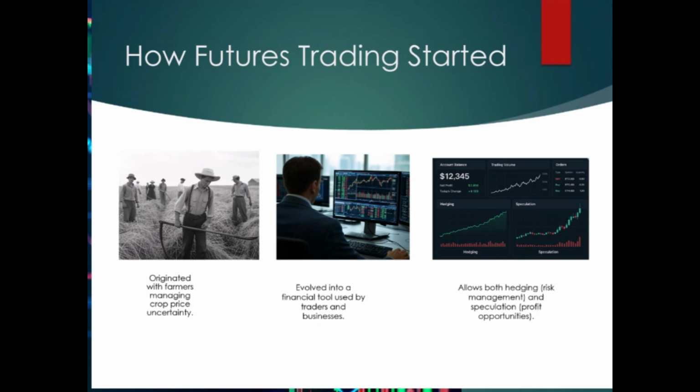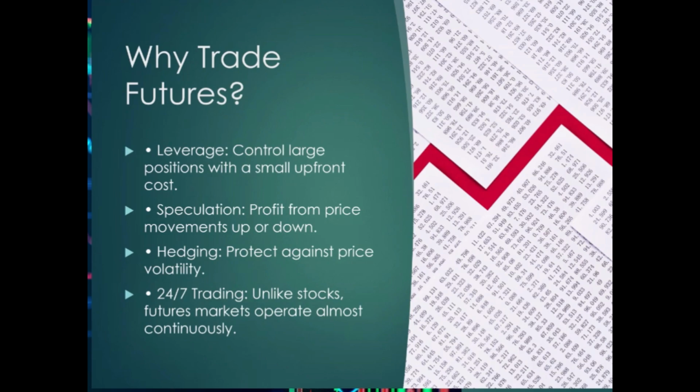So futures trading evolved from a simple tool for farmers to a global market that serves hedgers, speculators, and investors alike. It's all about reducing risk and taking advantage of opportunity, just like wheat farmers, but on a much bigger scale. So, what makes futures different, and why do we trade futures as opposed to other instruments?